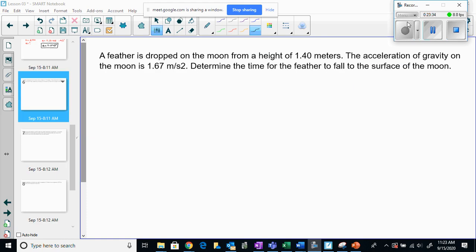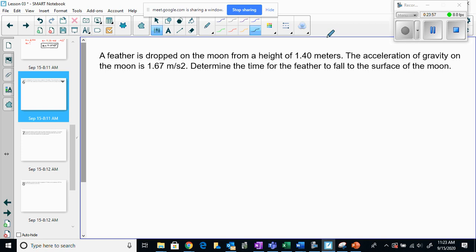A feather is dropped on the moon from a height of 1.40 meters. The acceleration due to gravity on the surface of the moon is 1.67 meters per second squared. Determine the time for the feather to fall to the surface of the moon.